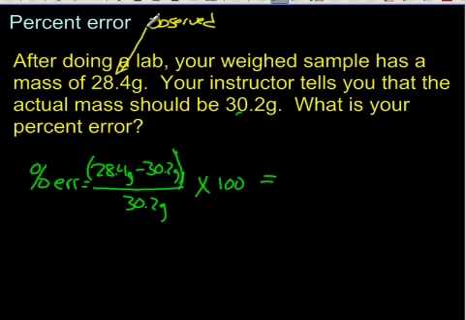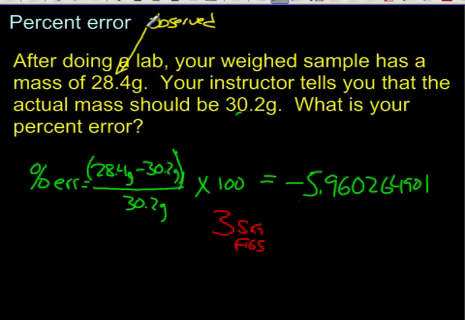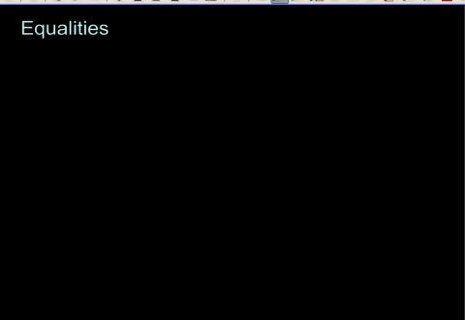So we're going to punch that into the calculator. As usual, we're going to get a weird, big, giant number that we know isn't right. That's okay. So in this case, we got negative 5.960264901. We know that at this point in the year, how we're going to round those numbers is to significant figures. Now the good news is both of my givens have three significant figures. 28.4 has 3, 30.2 has 3. So if both my givens have 3, then I know my answer should have 3. So we're going to round that to 5.96%. You can have a negative or a positive sign. That negative means that I'm below what the actual value is.